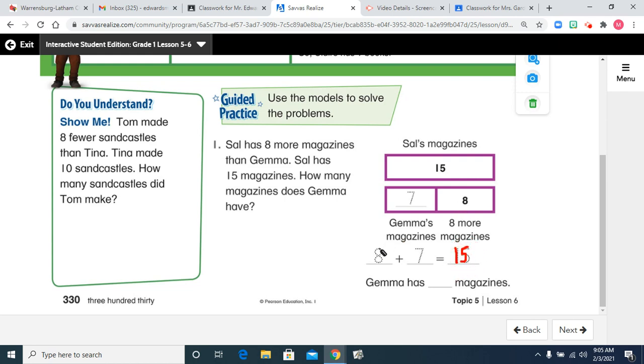And then we know that Sal has 8 more magazines than Gemma. So we had to figure out what the missing number was. So if you got on your number line, you started on 8, and you took hops until you got to 15, you would have found out that if you take 7 hops, you will land on 15. So that is how many magazines Gemma has. 7. Because Sal has 8 more. So 7 plus 8 more equals 15. All right. We'll look on the next page.